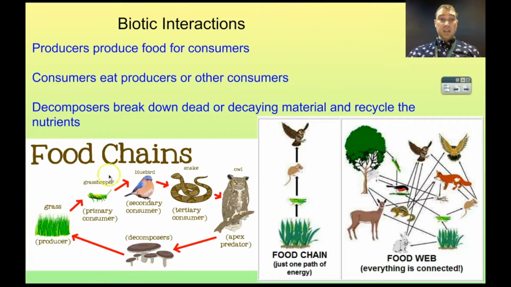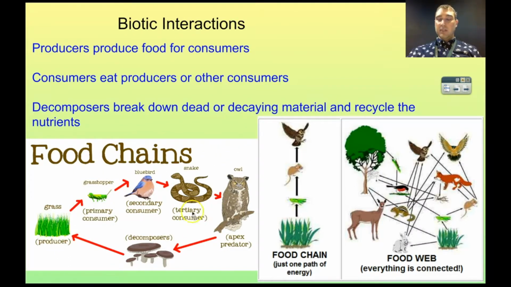So what's wrong with this food chain is the decomposers are only acting on the apex predator, whereas in reality they act at every single level of the food chain. In a food chain, you get producers producing food for consumers. Those consumers eat producers or other consumers. And this goes up several levels. So we have primary, secondary, tertiary, quaternary, and so on. Decomposers are acting at every single level.